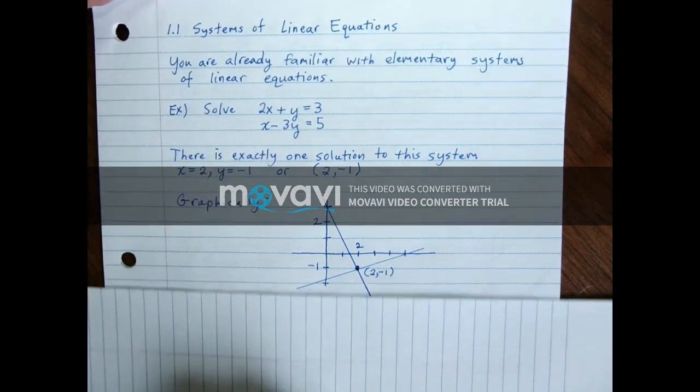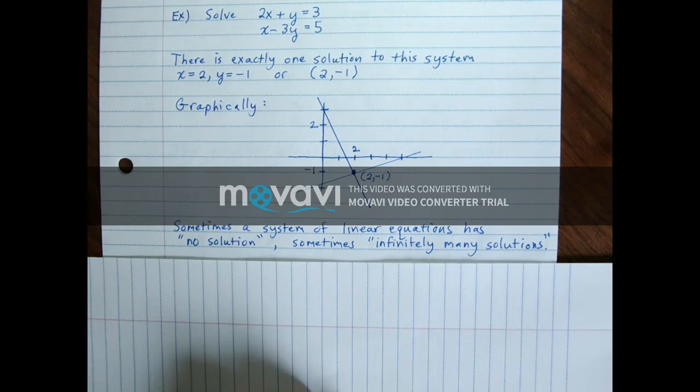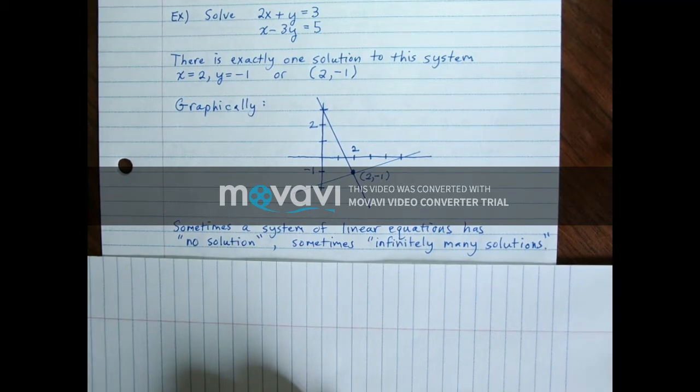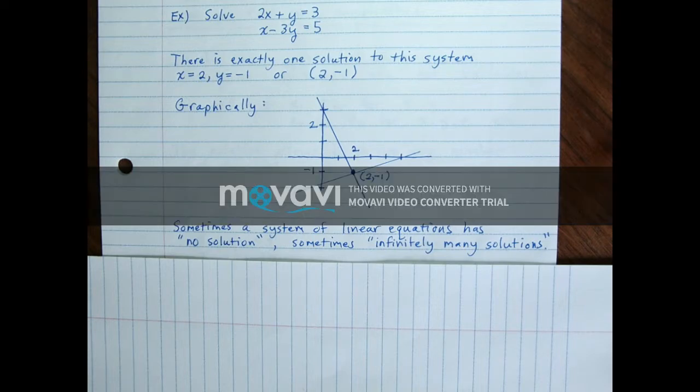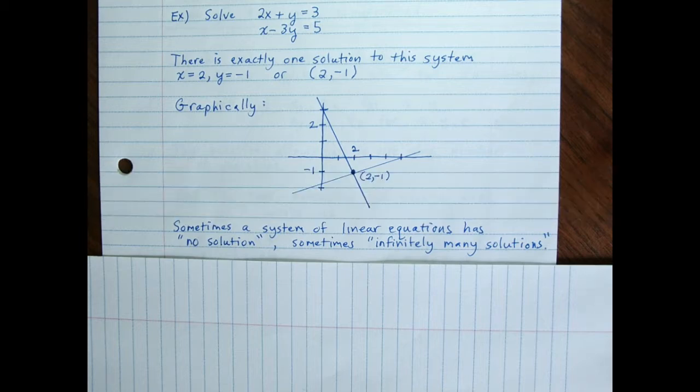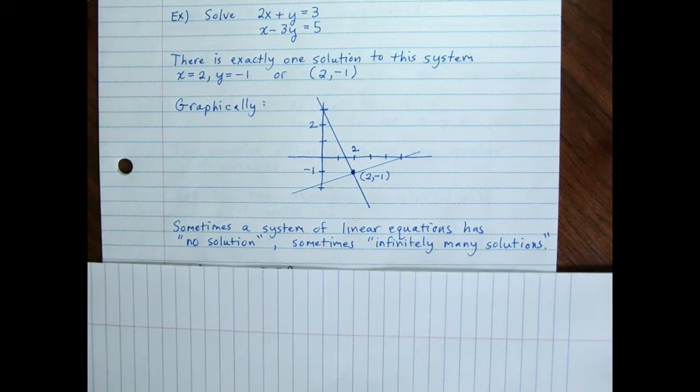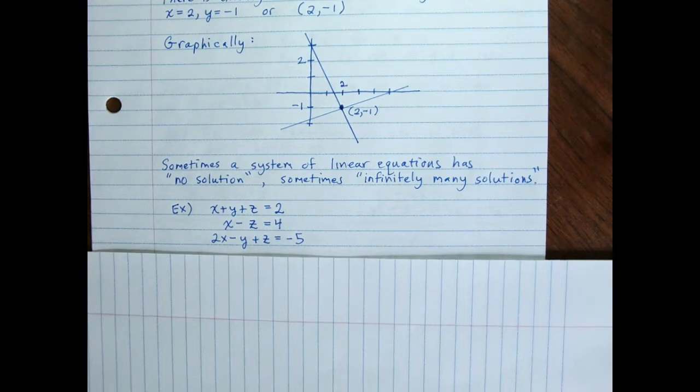Now let's look at another example. Actually, before we go on to the other example, I just want to say sometimes a system of linear equations has no solution, and sometimes a system has infinitely many solutions. In the two-dimensional case, no solution would be when the two lines are parallel to each other and don't intersect. The infinitely many solutions situation is when the two lines coincide. Now we can move on to another example.